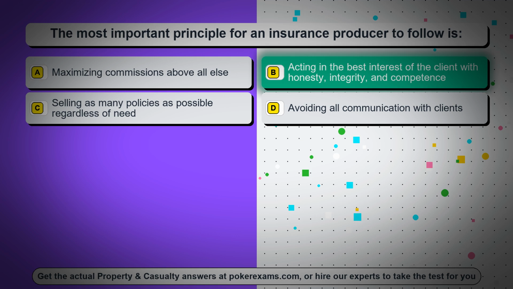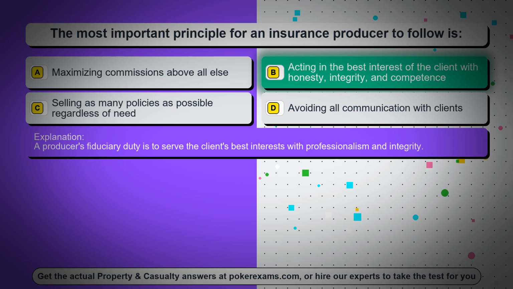The correct answer is Option B, acting in the best interest of the client with honesty, integrity, and competence. A producer's fiduciary duty is to serve the client's best interests with professionalism and integrity.